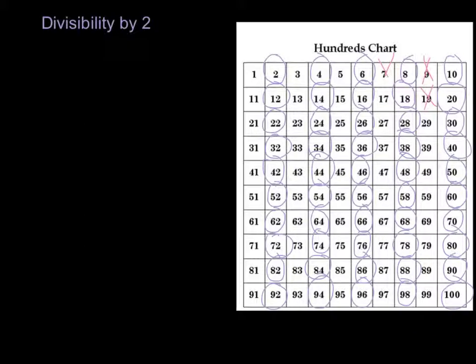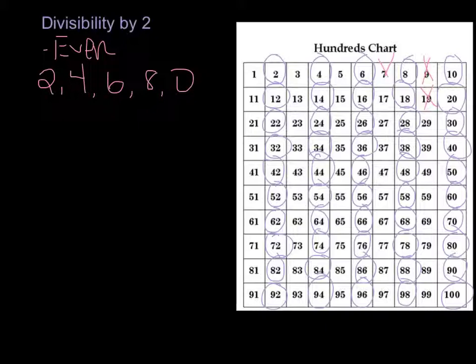So I finished with my hundreds chart. What sort of pattern do you notice about the numbers that I have circled? You should have noticed that all of the numbers are even numbers. And what does that mean? An even number just means that there is a 2, a 4, a 6, an 8, or a 0 in the ones spot, or the ones place. And just a refresher, the ones place is this last digit here.